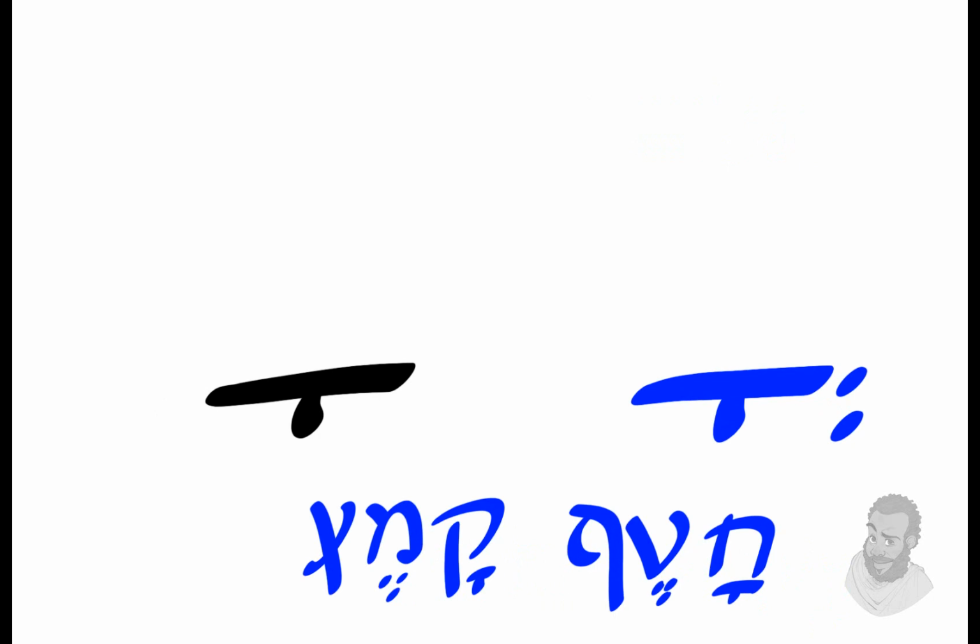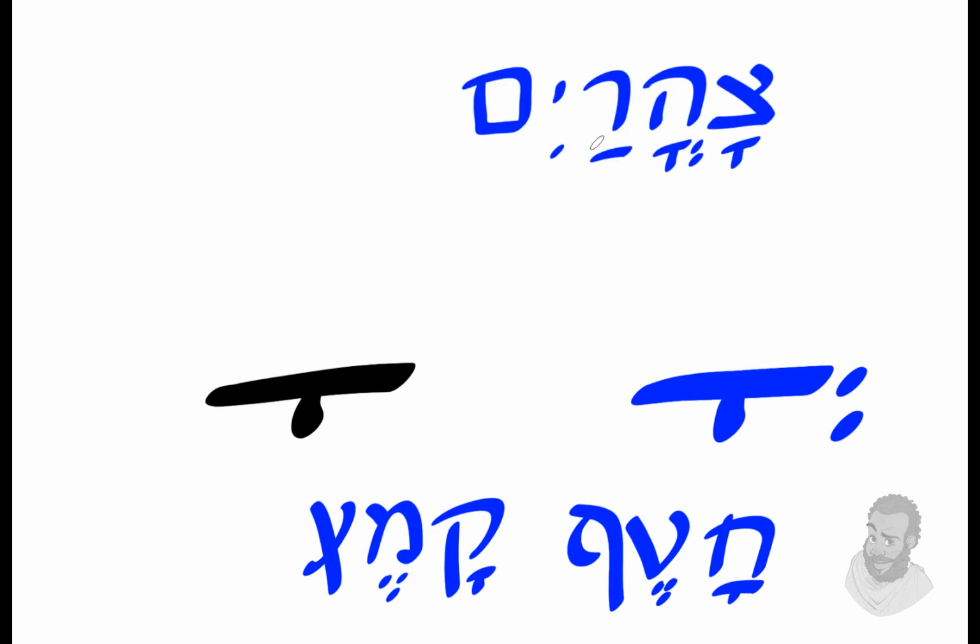Next, we have the hatef qames. Okay, hatef qames. Qames makes an a sound, and the hatef qames makes an o sound. Like sohoraim. Sohoraim. This means afternoon in Hebrew. Sohoraim, or noonday.